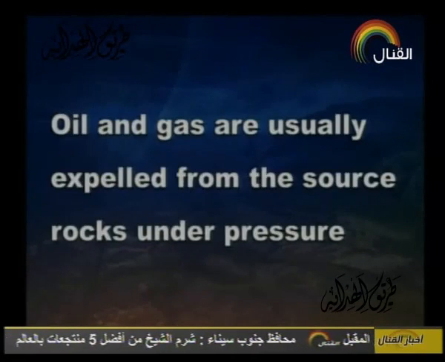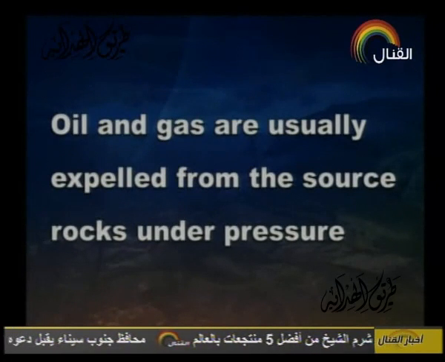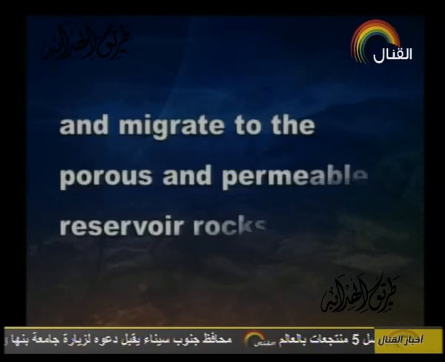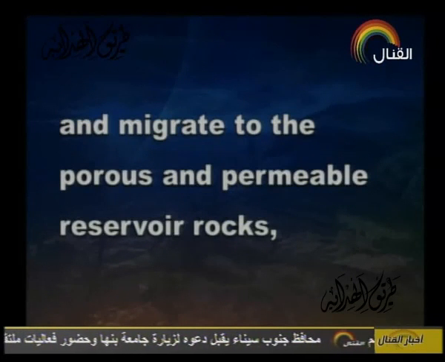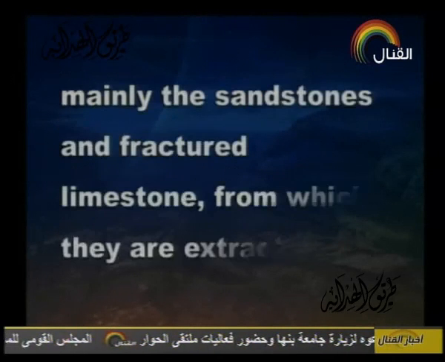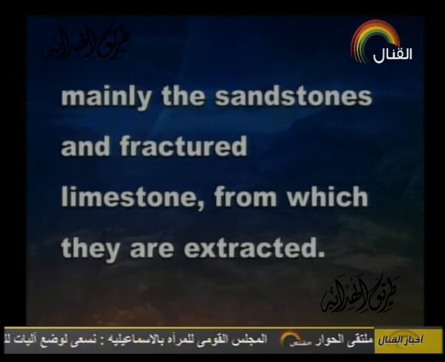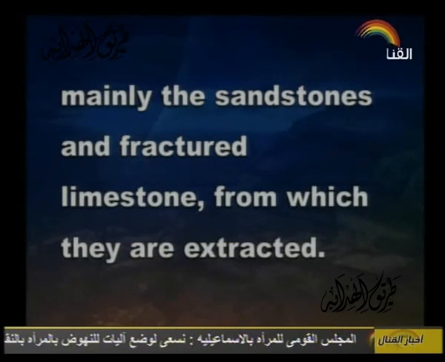Oil and gas are usually expelled from the source rock under pressure and migrate to the porous and permeable reservoir rocks, mainly the sandstones and fractured limestone, from which they are extracted.